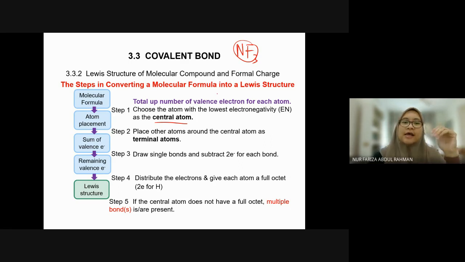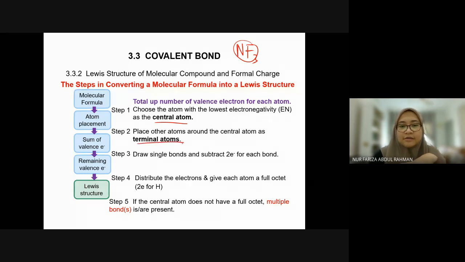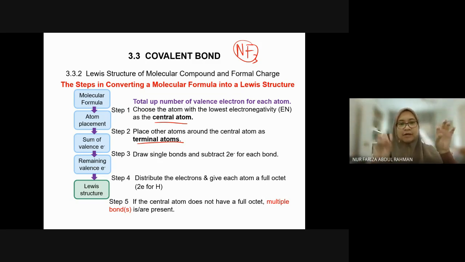Okay? And then nitrogen and fluorine. So which one has the lowest electronegativity, guys? Nitrogen. Yes. Okay, so nitrogen has lower electronegativity. No wonder lah tadi, yang drawing tadi, yang Lewis structure tadi, nitrogen is the central. Okay, and then place other atom around the central atom as terminal atoms. Okay, as terminal atoms. So the rest will be dia punya terminal lah. Terminal mean tepi. Okay, dia punya surrounding atom. Okay, terminal or surrounding atoms.